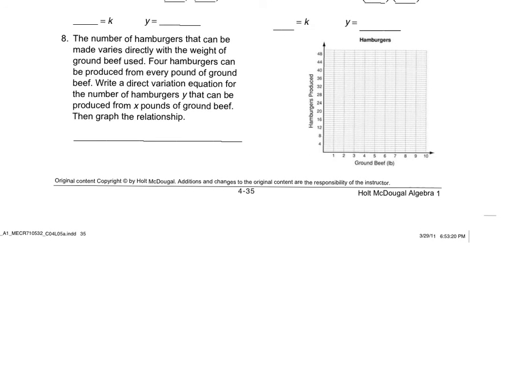Okay, it says here, the number of hamburgers that can be made varies directly with the weight of ground beef used. And then it's telling us that 4 hamburgers can be made from every pound of ground beef. That's going to be my constant of variation. So my equation here is going to be y equals 4x. Because in the problem, they told us that y is going to be the number of hamburgers, and x is going to be the pounds of ground beef.